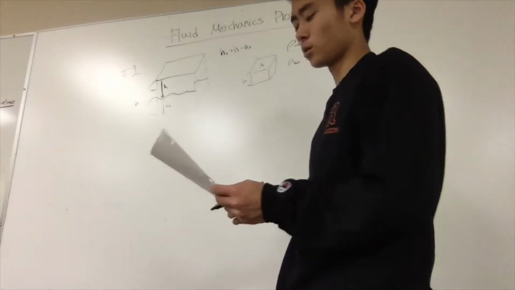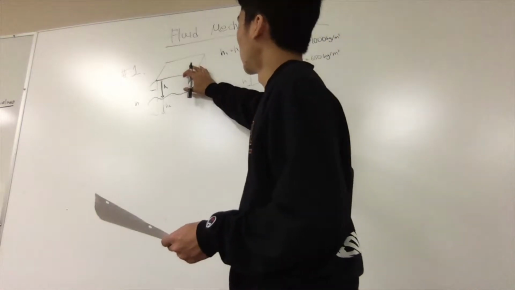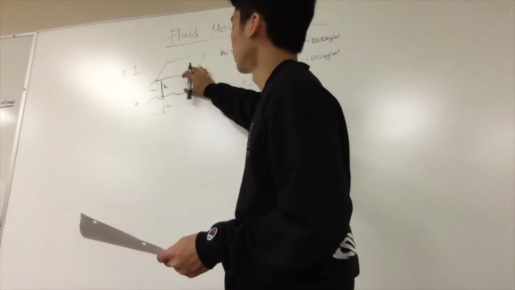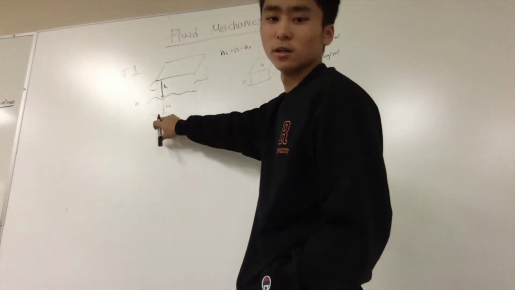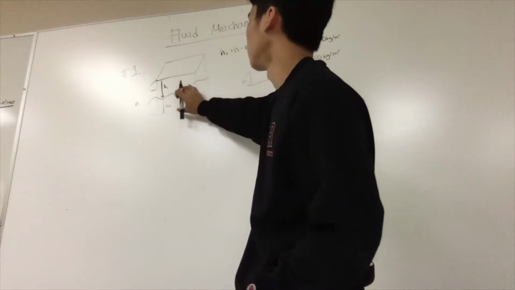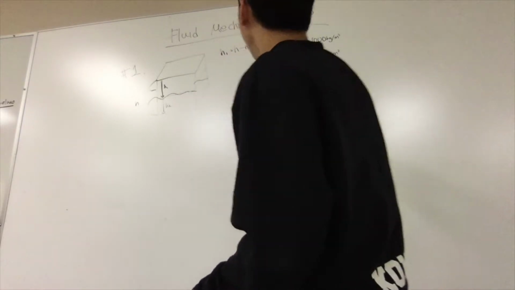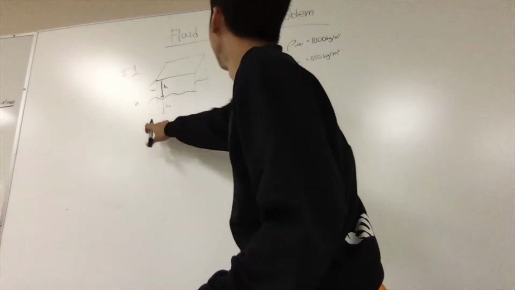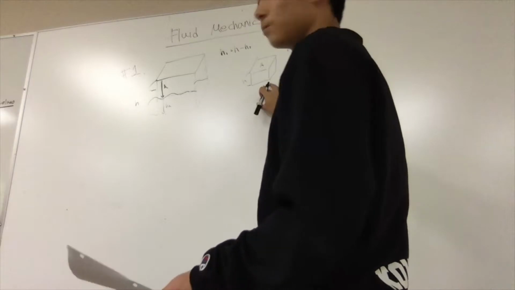Fluid mechanics problem. So the first question, you have to find out the height of the block that is not submerged into the water. To find out this height, you have to calculate the height of the whole cube and subtract by the height that is submerged into the water, and then you can get height 1. To get the whole height, it's very simple. We have the cube, we know the area, and we know the volume.